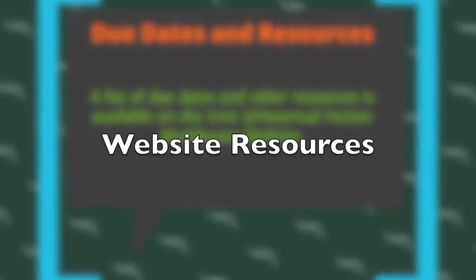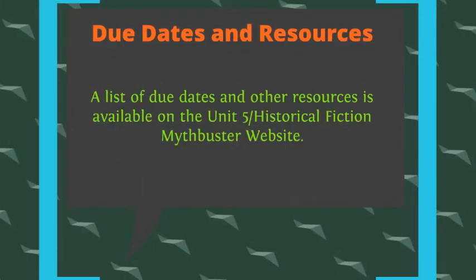All due dates and resources are available on the Unit 5 Historical Fiction Mythbuster website. This is separate from the Historical Fiction IRP page. We figured it would streamline the information to just what was specifically relevant to the website project. On it you will find not just your due dates, but your mini lessons will be posted there. A paper format of this information will be listed on the website as well, and anything else we as your teachers find that we think would be helpful.